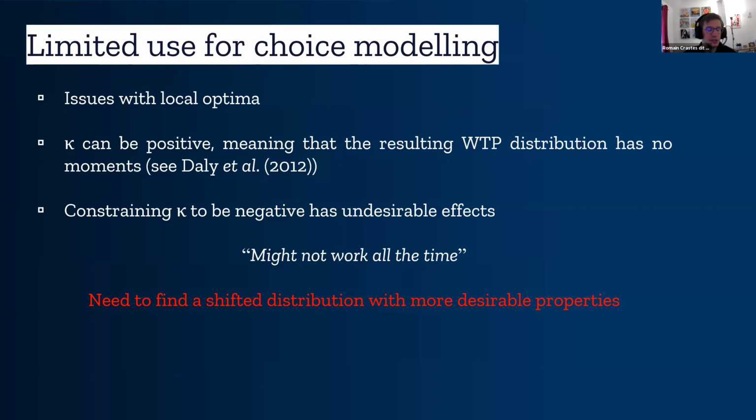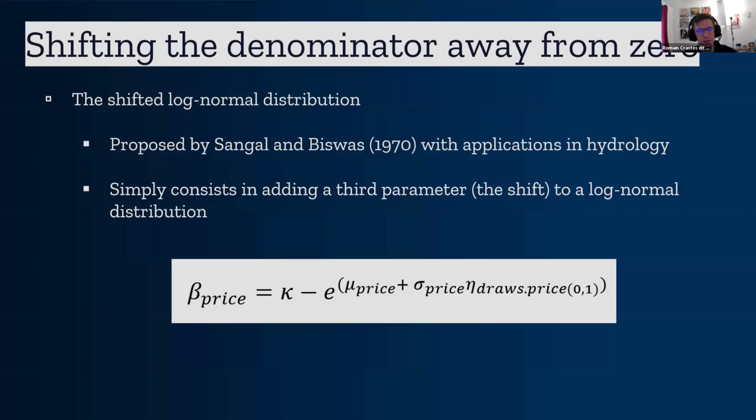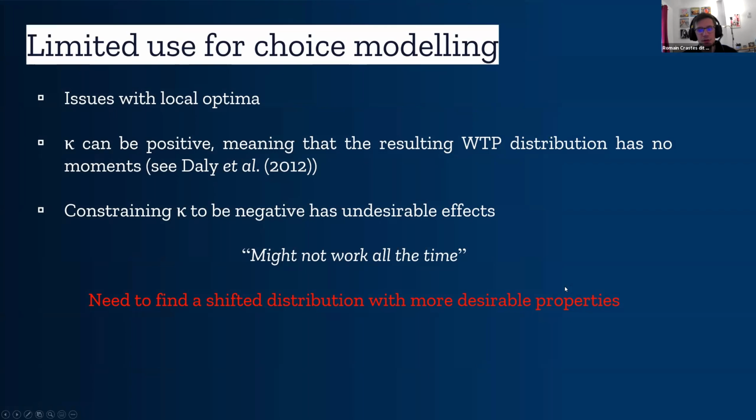You can give it a try, but constraining kappa to be negative has undesirable effects. If I, for example, use minus exponential of kappa minus exponential of the rest of that equation, kappa is going to reach very small values, exponential of minus 25, for example, which is nearly 0, in an attempt to reach a positive value, but it can't because it's constrained. So your model is not going to work. That leads me to suggest that we need to find a shifted distribution with more desirable properties.